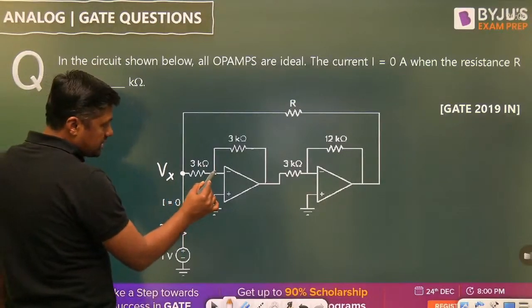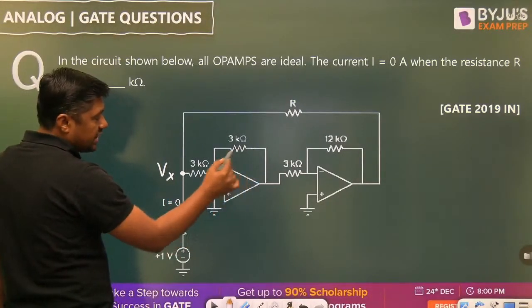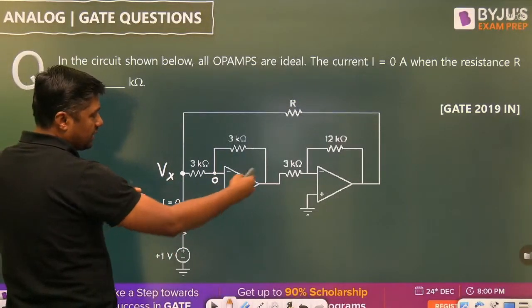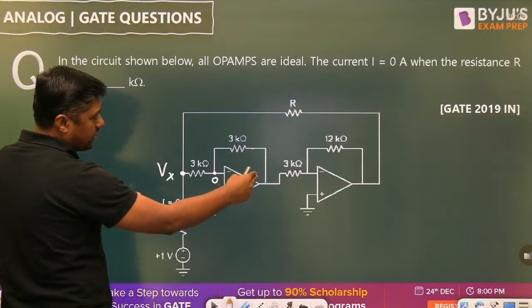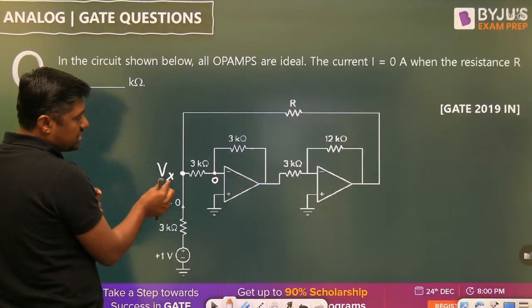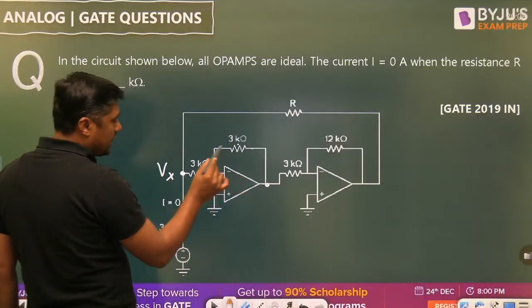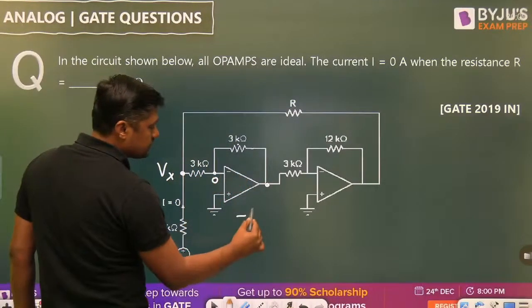So what is the voltage at this point? Virtual ground, because there is negative feedback. This voltage is 0. It is nothing but an inverting operational amplifier. Are you getting my point? This is the inverting operational amplifier. If the voltage at this point is Vx, what is the voltage at this point? Minus Rf by R1 into Vx.